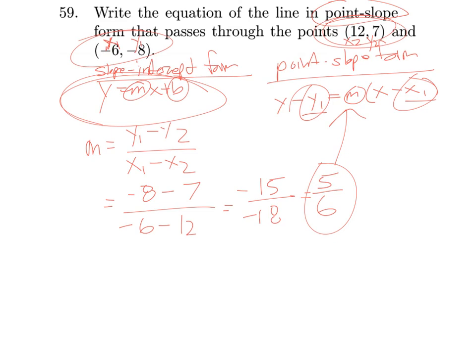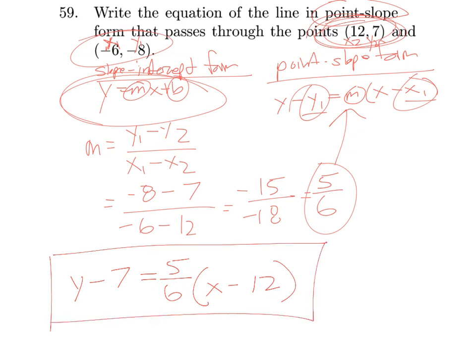So I have y minus y1, which is 7, is equal to 5/6 times x, which is x, and then minus x1, which is 12. You could have just as well used negative 6 and negative 8 for x sub 1 and y sub 1. The answers may look different in the end, but if you distribute, and then add the 7 over, it doesn't matter which point you choose, you'll still end up with the same equation. That's what they're asking for, point-slope form, there it is.